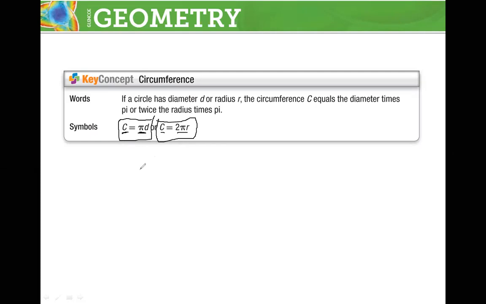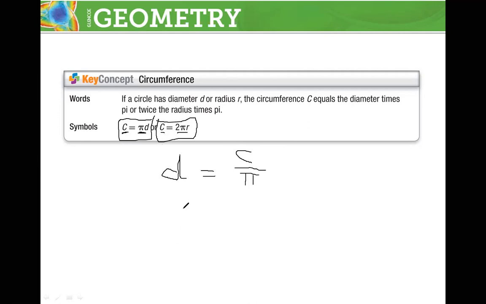If we want to get the length of the diameter and the circumference is given, it means if I want to get D, I take the circumference and divide it by the value of pi. So this is the third rule: diameter equals the circumference divided by the value of pi.